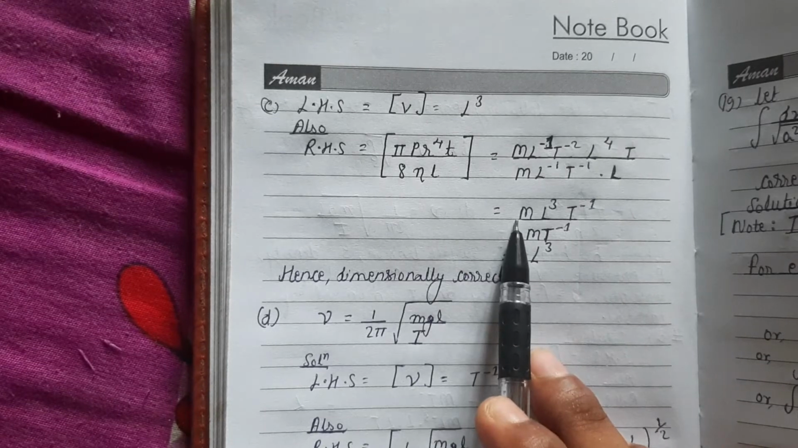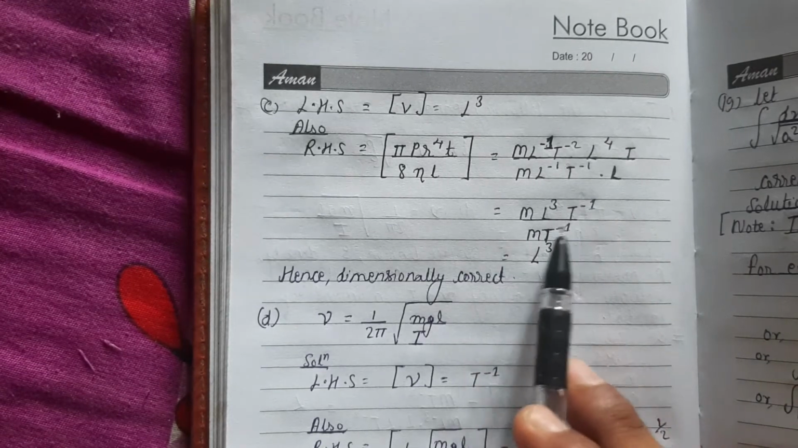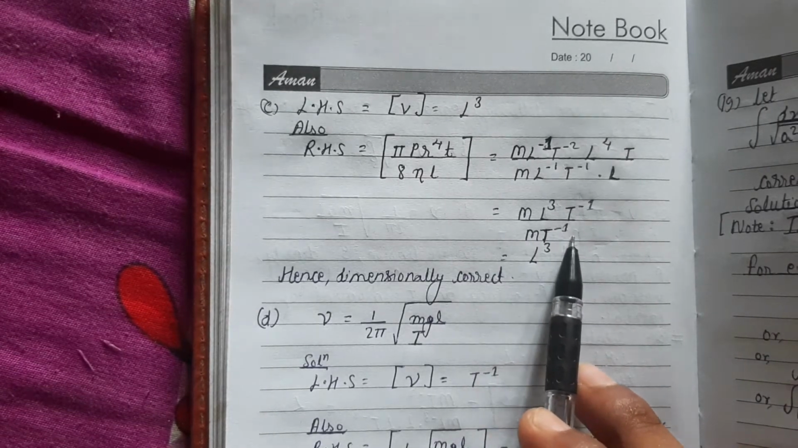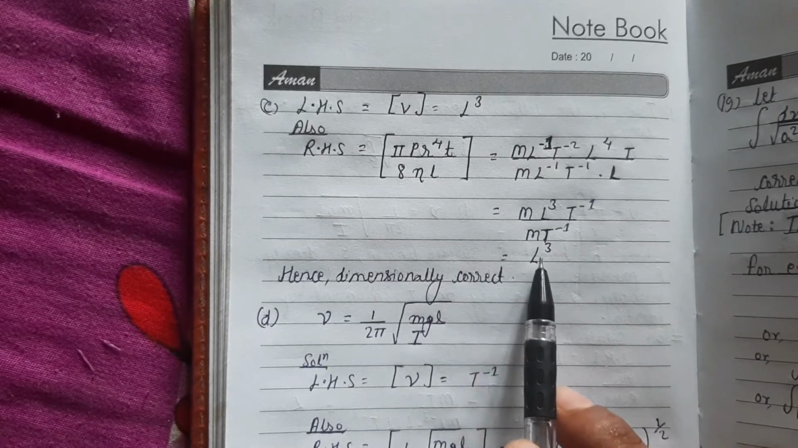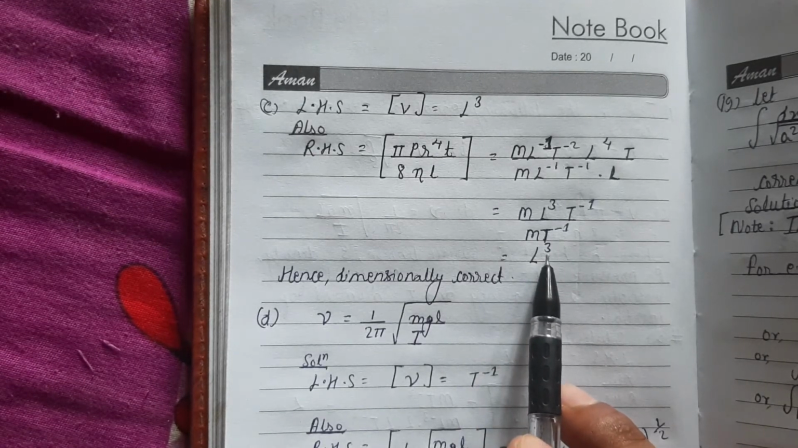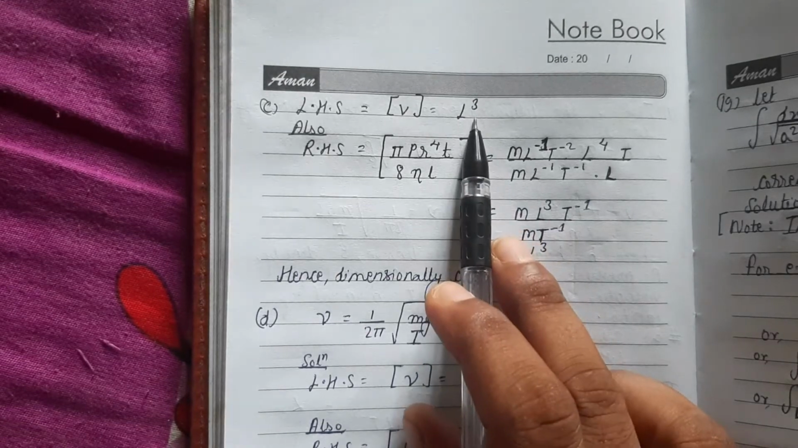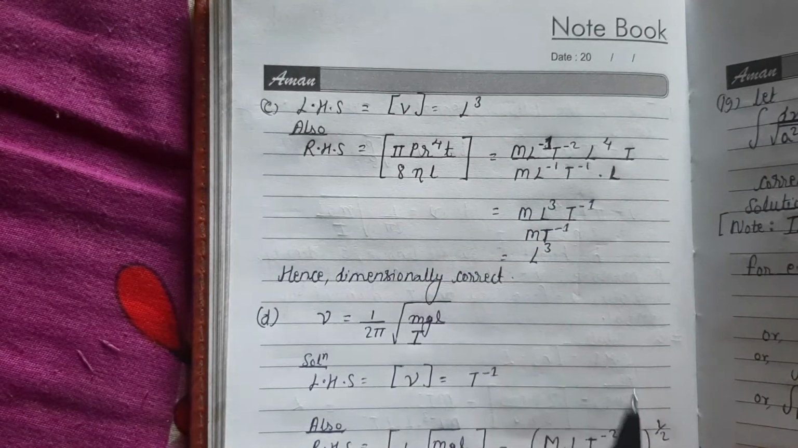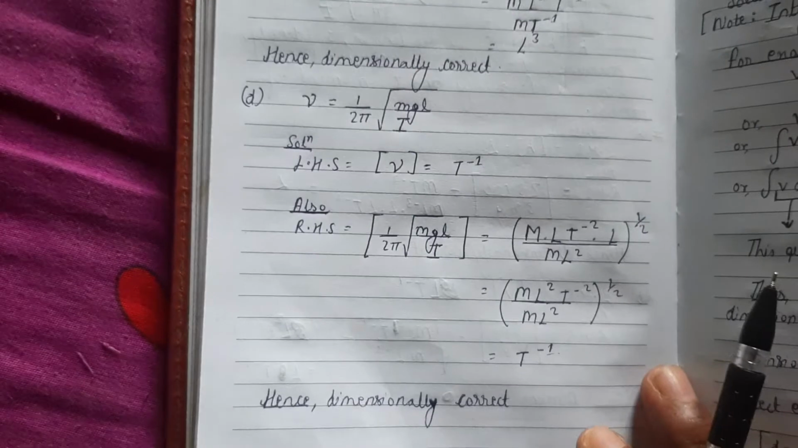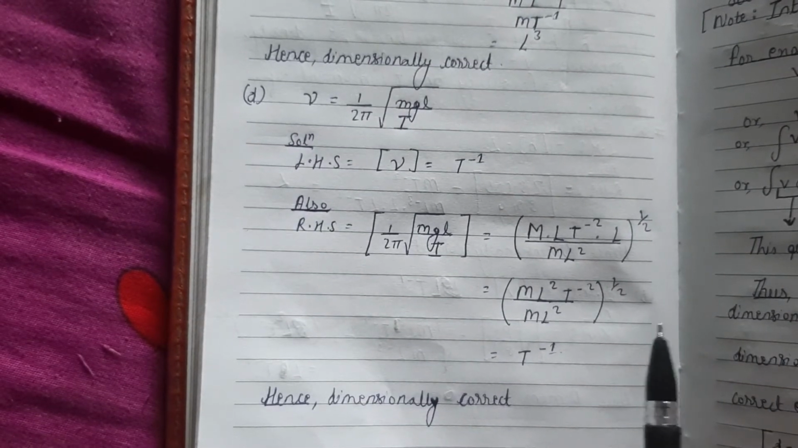On simplifying, we will get M L cubed T to the power minus 1 divided by M T to the power minus 1, and finally we will get L cubed. Here the dimensional formula of RHS and LHS is the same, that's why it is also a dimensionally correct equation. Now let's come to the last equation.